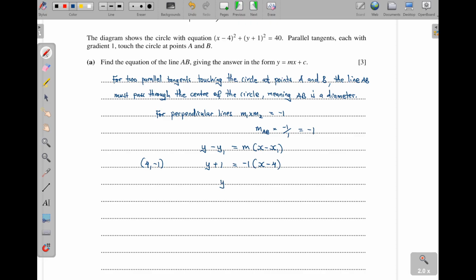So when I open the brackets, the positive now becomes a negative, and the negative now becomes a positive. And then when 1 crosses the equal sign, we shall get -1. That means the equation of the line AB is going to be y = -x + 3, as simple as that.